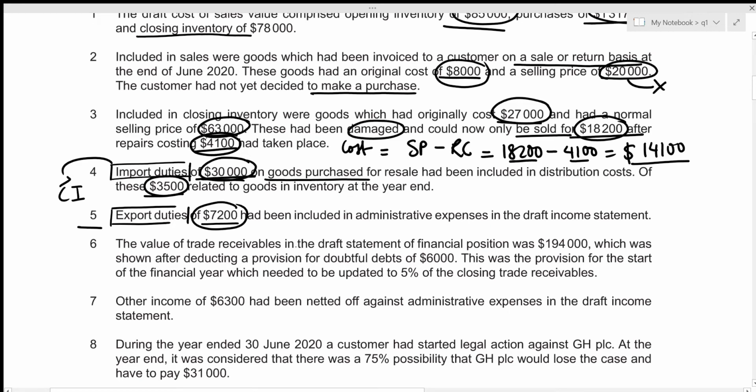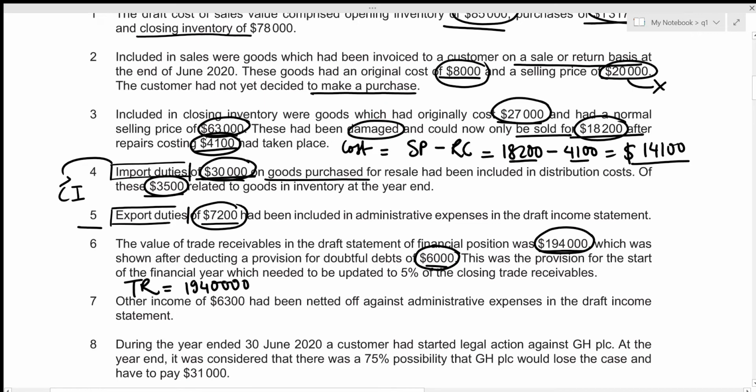The value of trade receivables in the draft statement of financial position was 194,000, which was shown after deducting a provision for doubtful debts of 6,000. And this was the provision for the start of the financial year. So this is the value of trade receivables at our year end, shown after deducting the opening provision for doubtful debts of 6,000. That is definitely an error, right? So our trade receivables at our year end before provision for doubtful debts would just be 194,000.